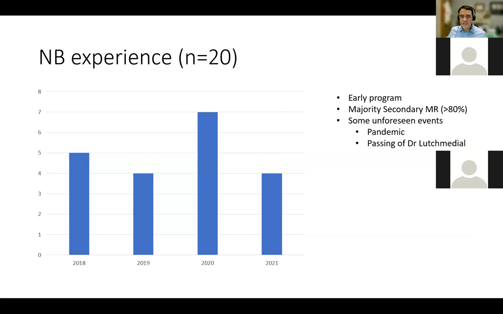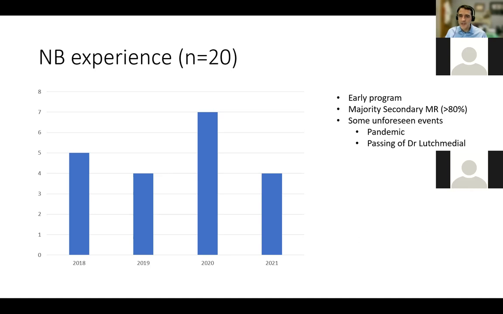So what's the experience at the New Brunswick Heart Center? So we're an early program. We've only done 20 cases or so far. We have potentially 2 planned for this month or this coming month. This is an early program. The majority have been secondary mitral insufficiency, which is contrary to what is currently published. That's more than 80%. 3 actually out of the 20 were structural valve problem.